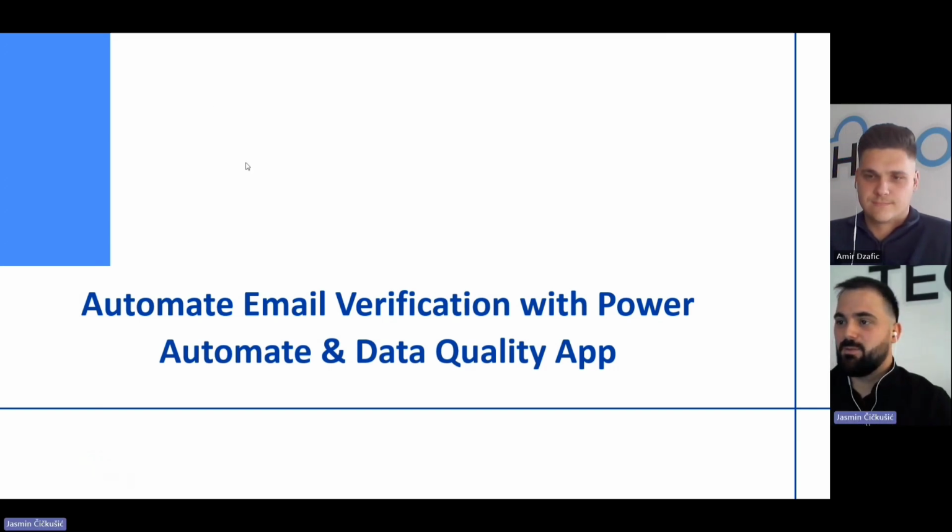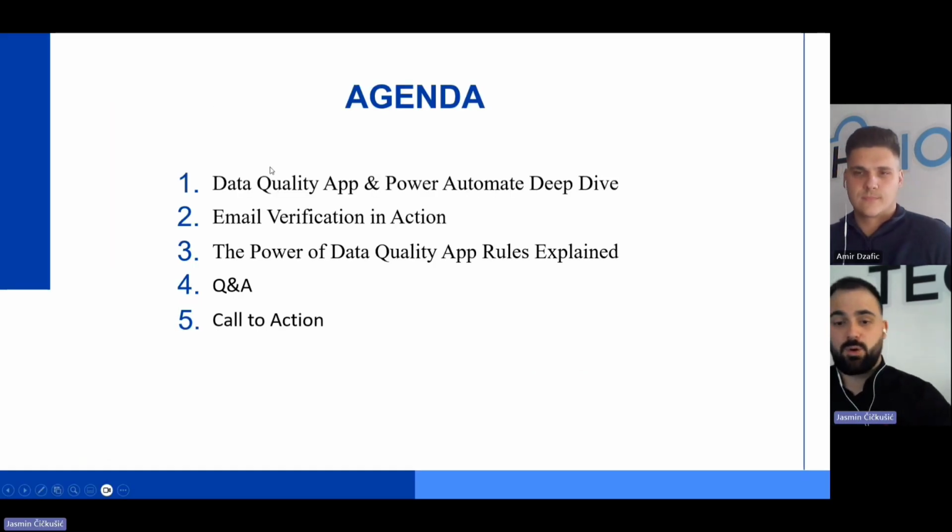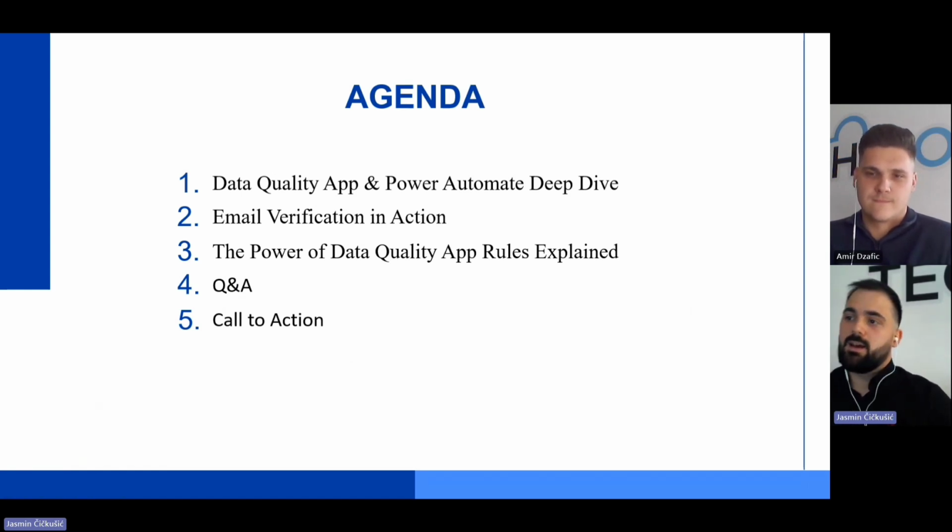So before we move, let's just take a quick look at the agenda for today. We have a Data Quality App and Power Automate deep dive. Then we'll go to our CRM, where Amir will show us the flow option. And we have the Power of Data Quality App Rules Explained, Q&A session, and call to action.